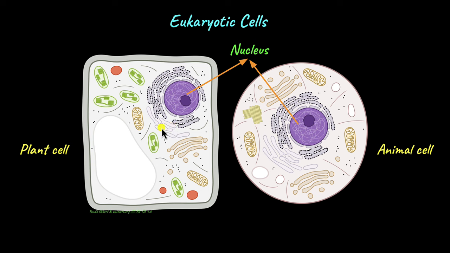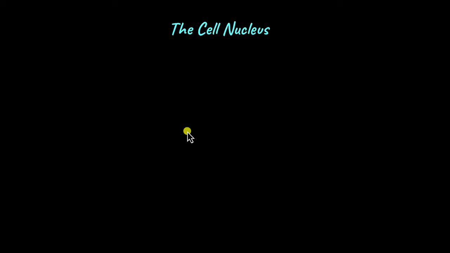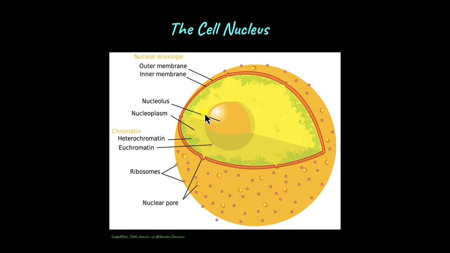The defining characteristic of eukaryotes is the presence of a membrane-bound nucleus. All eukaryotic cells have at least one nucleus in their cell. The nucleus contains DNA, which in turn contains instructions on what the cell needs to do to survive. To understand why the nucleus is like the CPU of the cell, let's take a closer look at how it looks. The nucleus is almost spherical and has a diameter of about 10 micrometers.